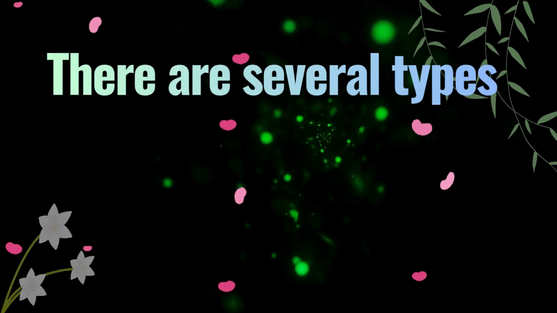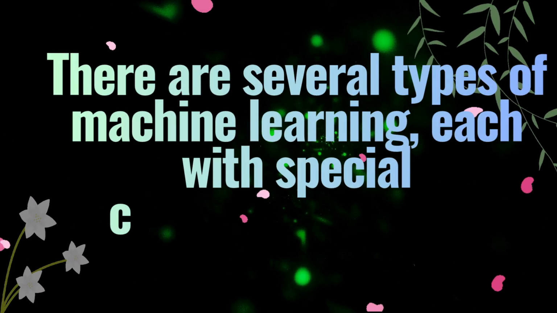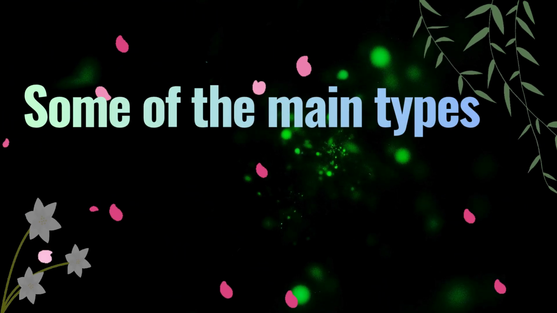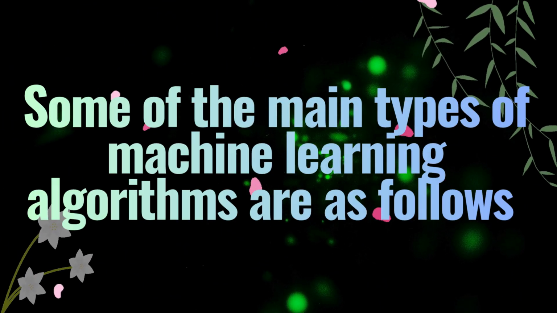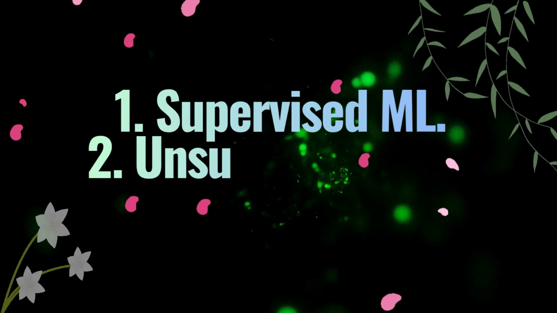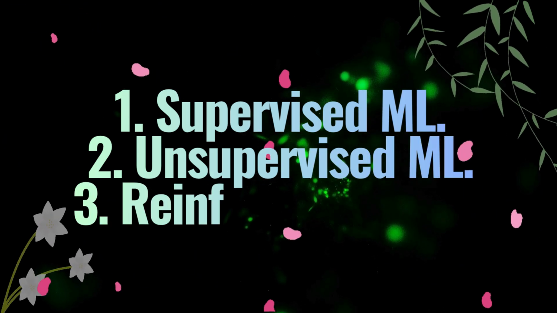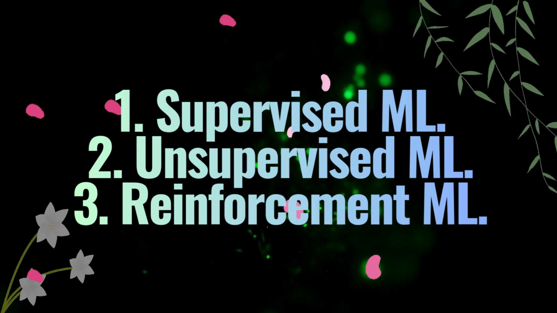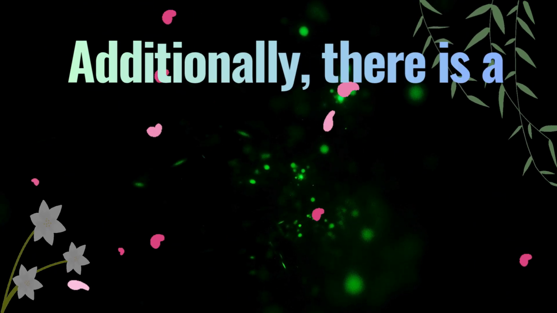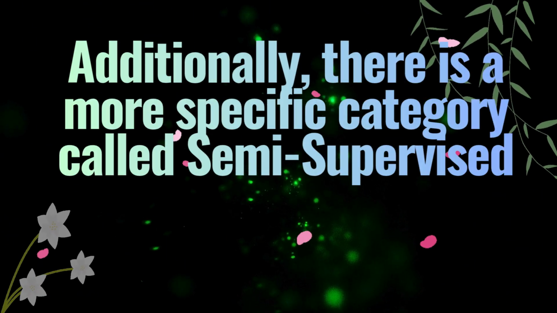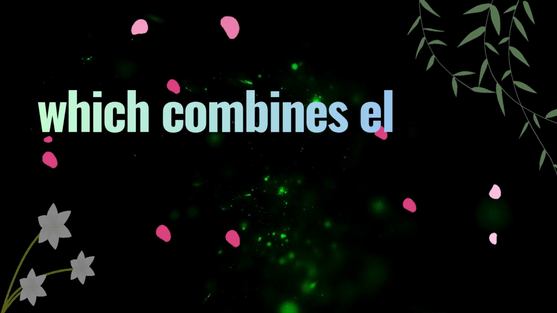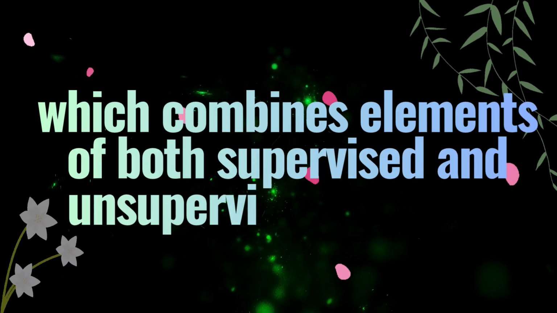There are several types of machine learning, each with special characteristics and applications. Some of the main types of machine learning algorithms are as follows. 1. Supervised machine learning. 2. Unsupervised machine learning. 3. Reinforcement learning. Additionally, there is a more specific category called semi-supervised learning and self-supervised learning, which combines elements of both supervised and unsupervised learning.